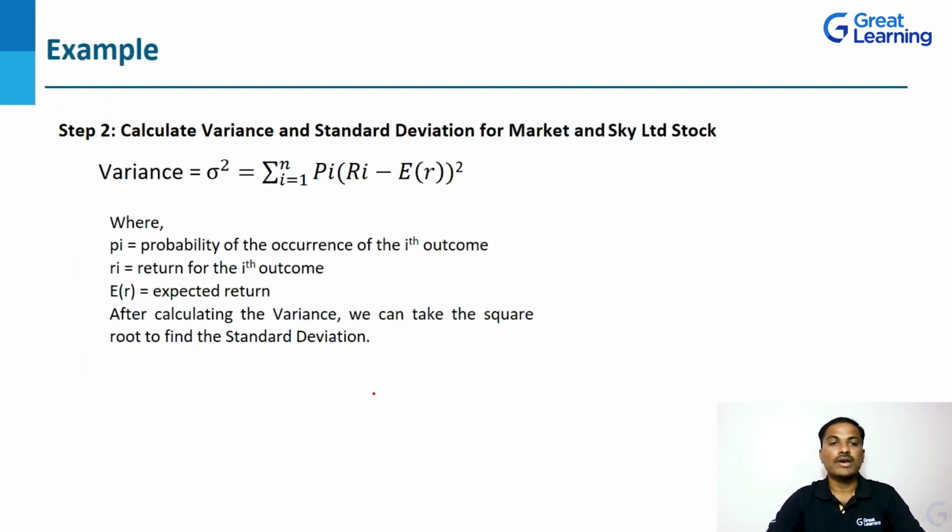Step 2, we have to calculate variance. And using variance, we have to calculate standard deviation for market and stock, Sky Limited stock. So what is the formula for the calculation of variance? Summation, i equals 1 to n, probability into return minus expected return, whole square. In this formula, P is the probability factor, R is return, and E(R) is expected return. So we have to plug values into this formula.